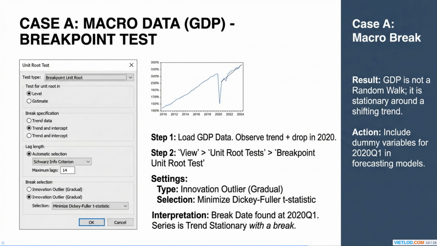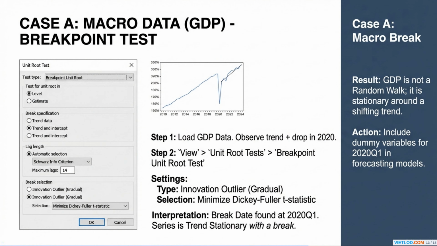In our first case, we analyze quarterly GDP data. A visual inspection shows a clear upward trend, but also a sharp drop around 2020, likely due to the COVID-19 pandemic. This suggests a potential structural break.